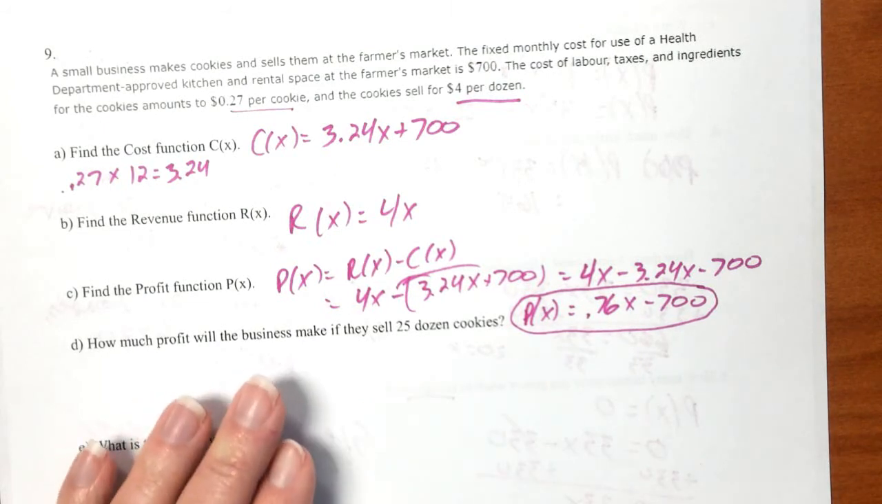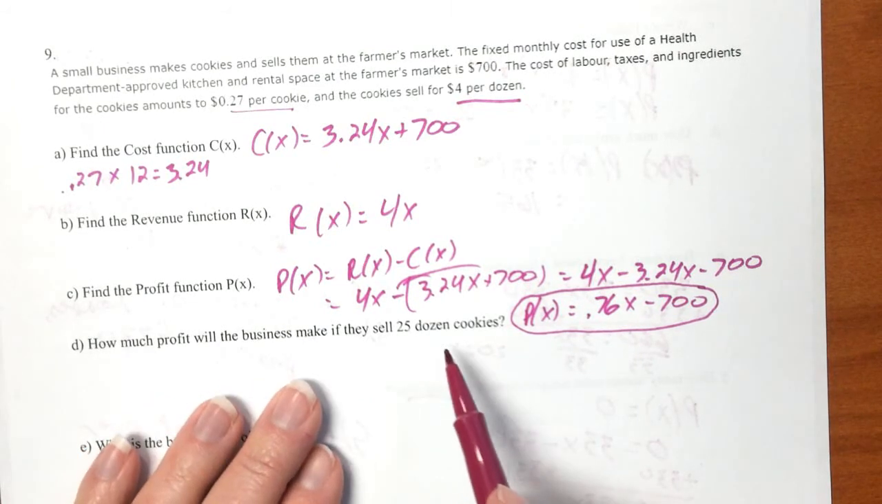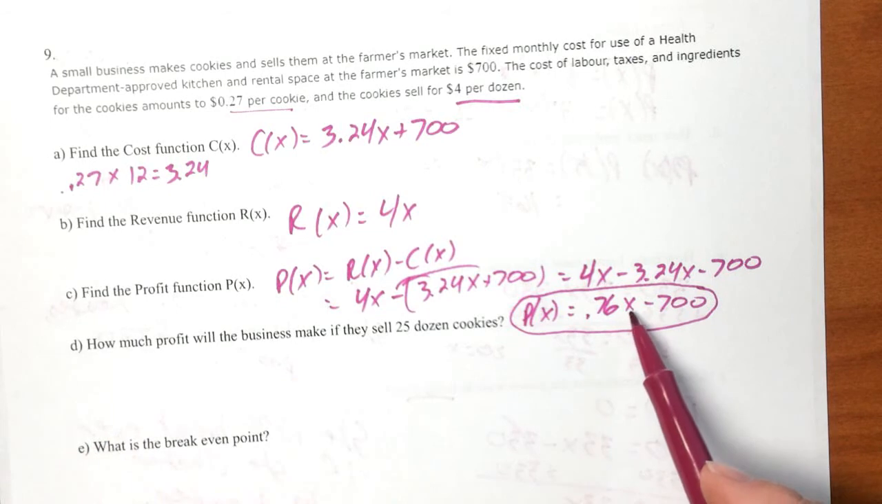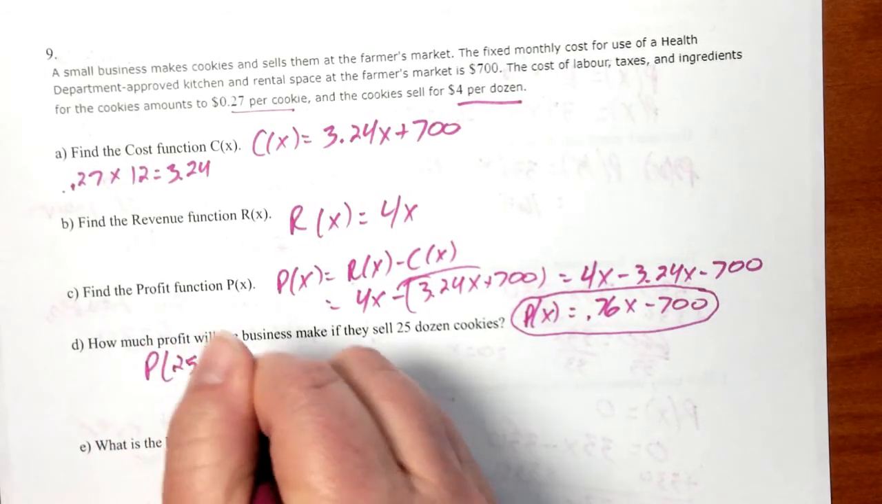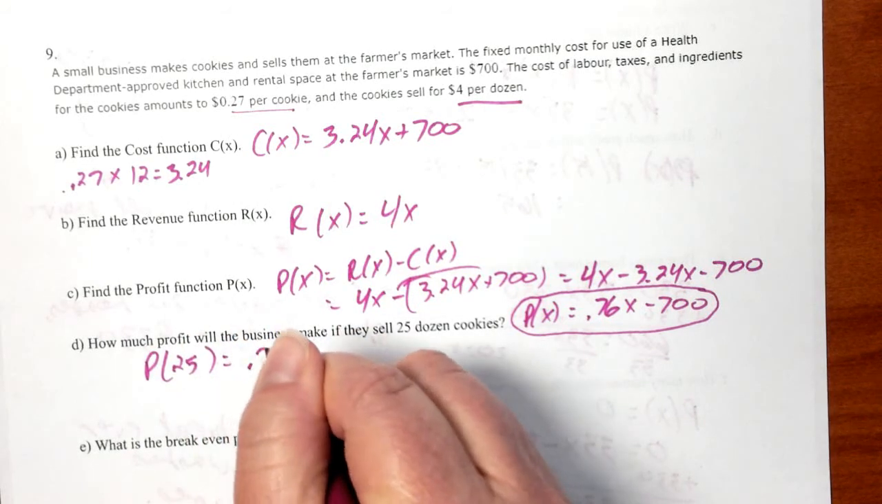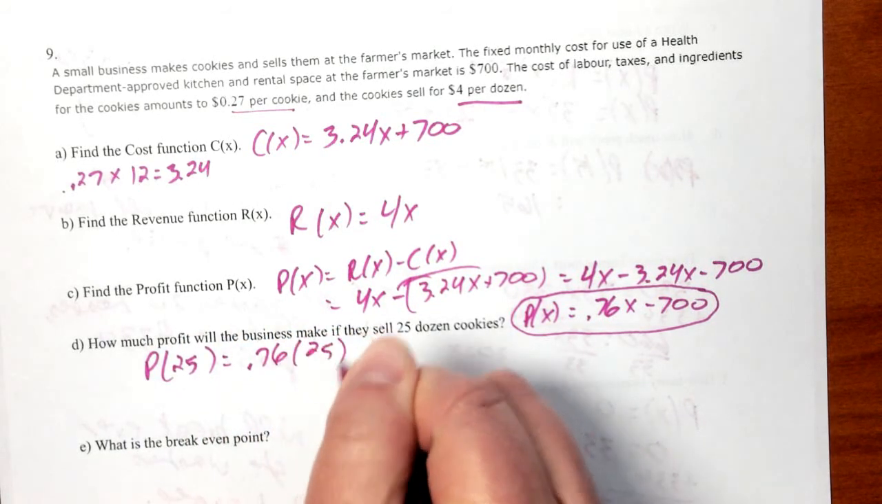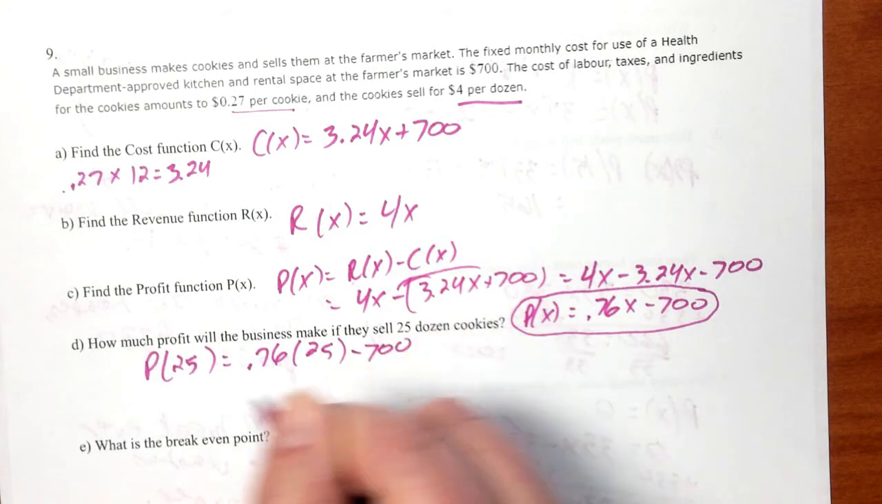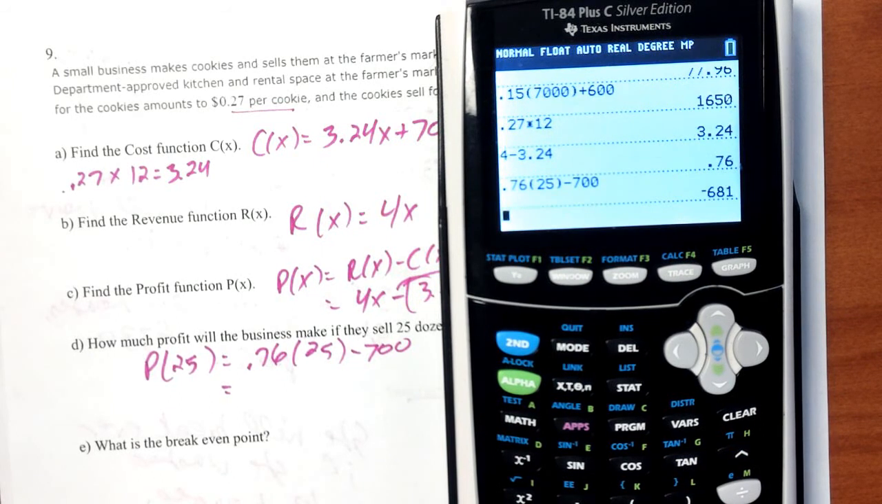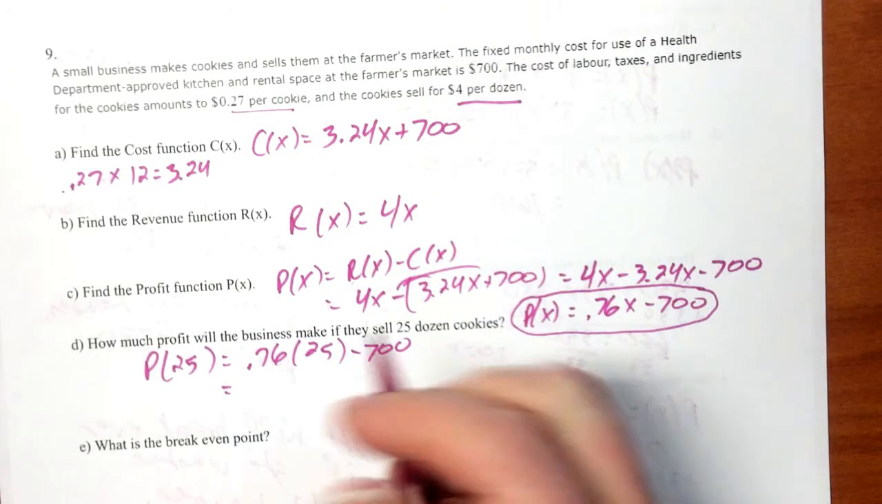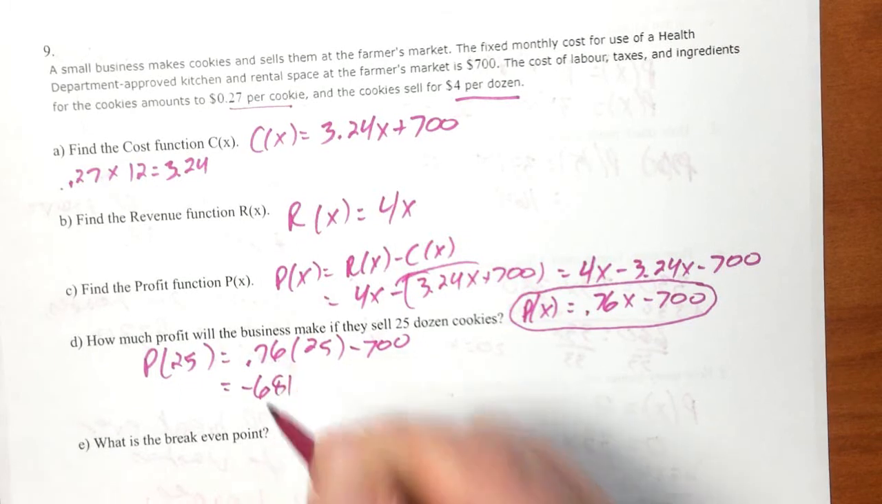They ask how much the business will make if they sell 25 dozen cookies. Remember, X was how many dozen cookies there are. So if we sell 25 dozen, we're finding P of 25. So 0.76 times 25 minus 700 is negative 681. Okay, now what does that mean, negative 681?